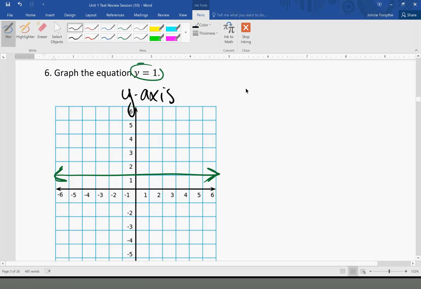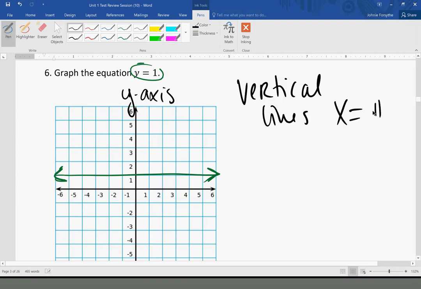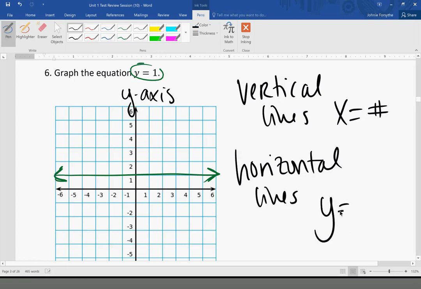So remember that vertical lines are going to be x equals a number. Horizontal lines are going to be y equals some number.